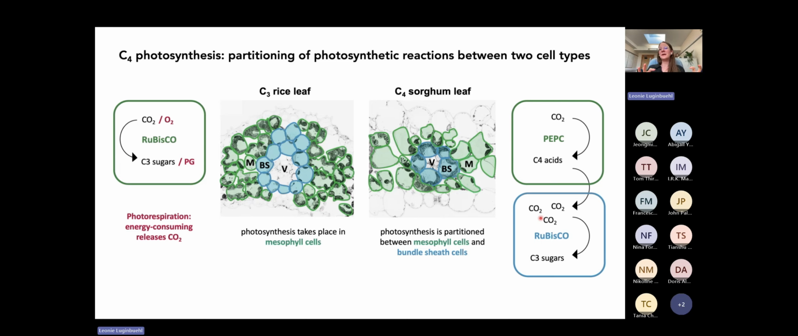And so by separating these reactions and limiting carbon fixation by Rubisco to the bundle sheath and concentrating carbon dioxide around Rubisco, photorespiration is suppressed. And that makes these plants particularly good at growing in hot and also in dry environments because it simultaneously increases water use efficiency.